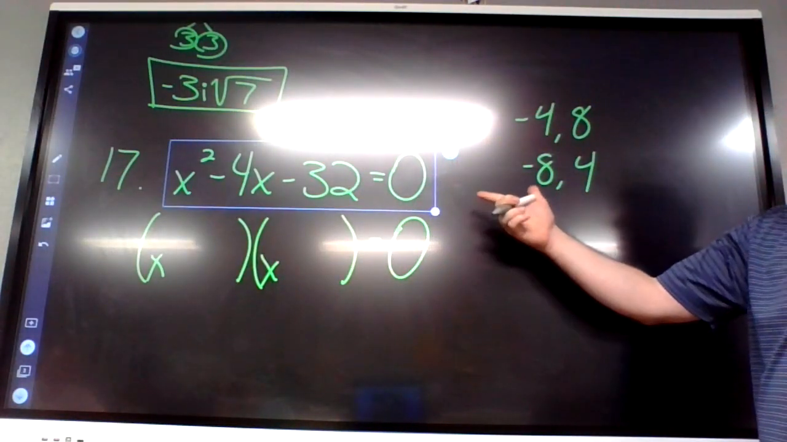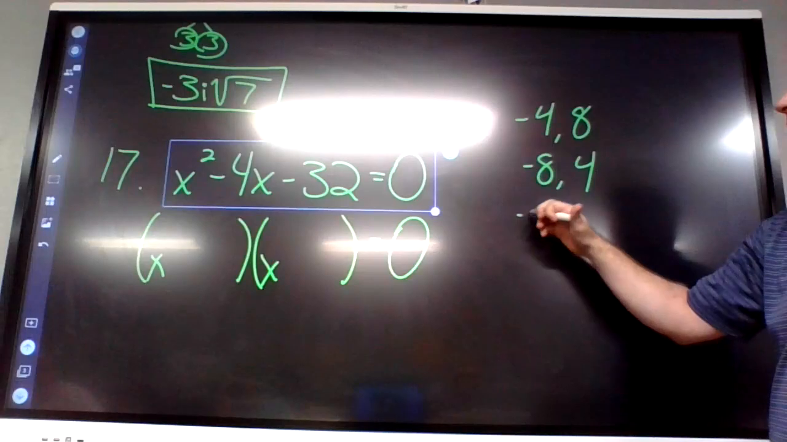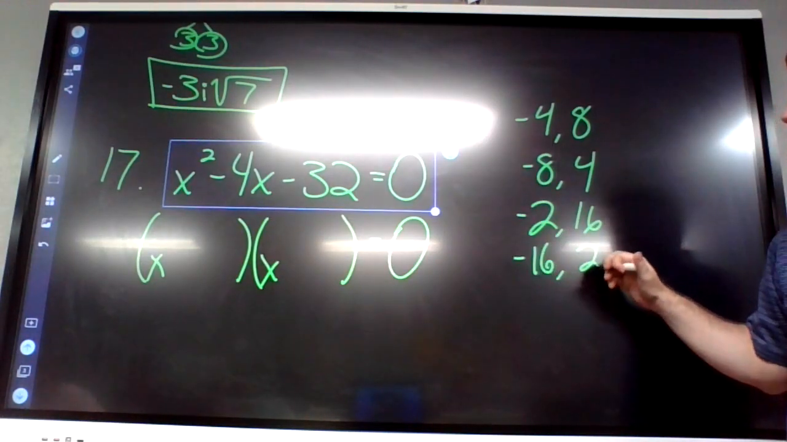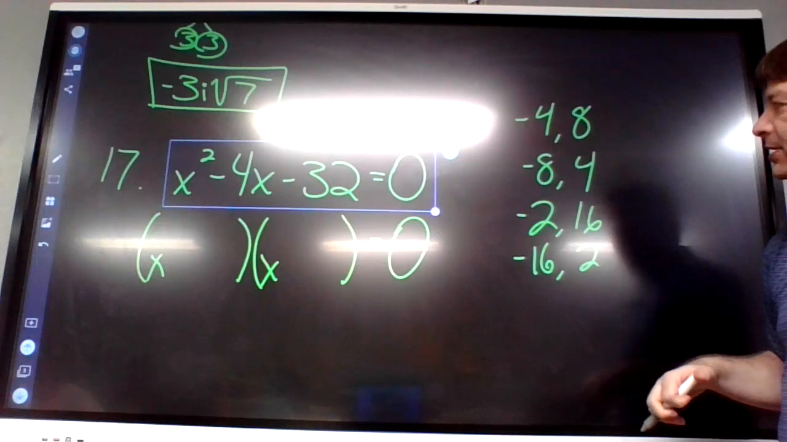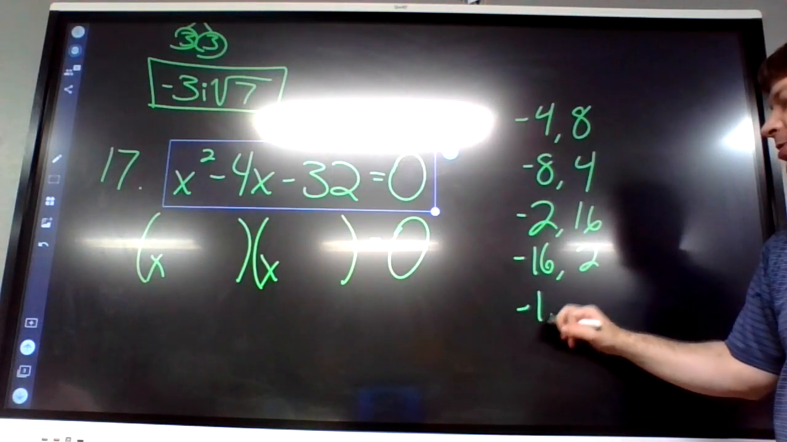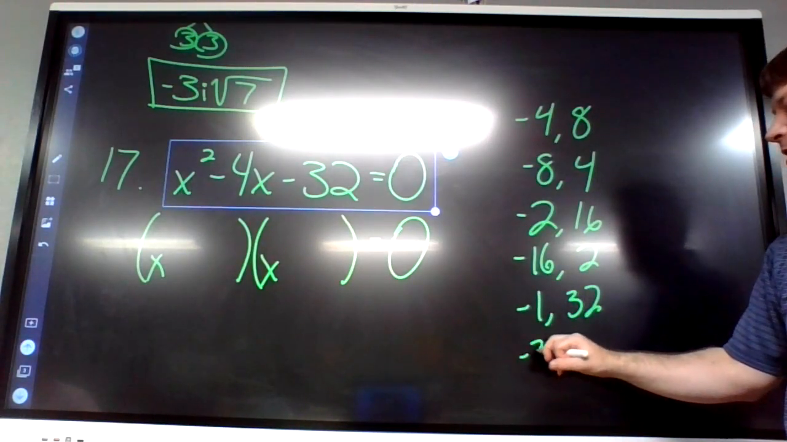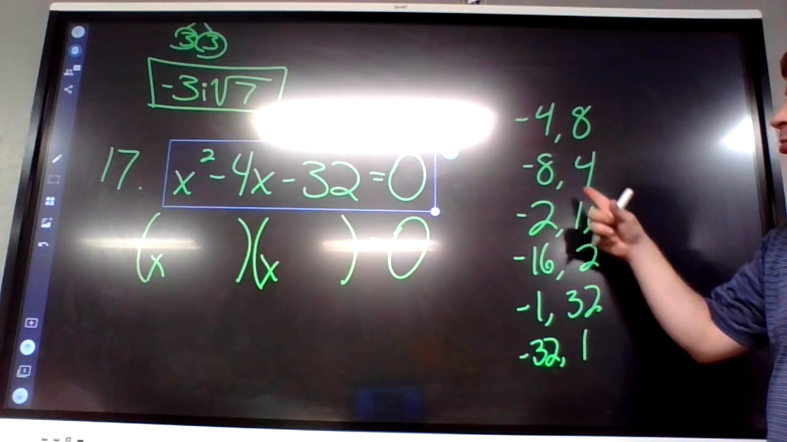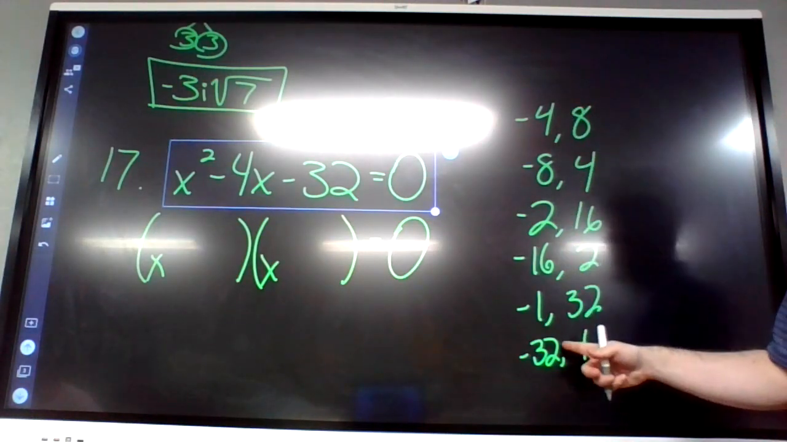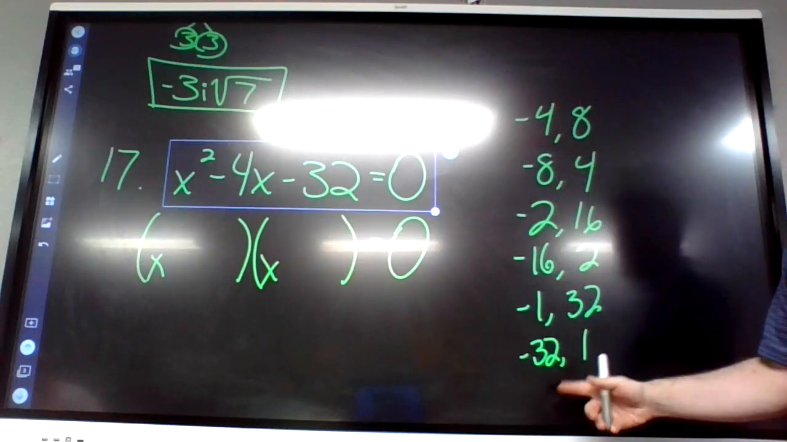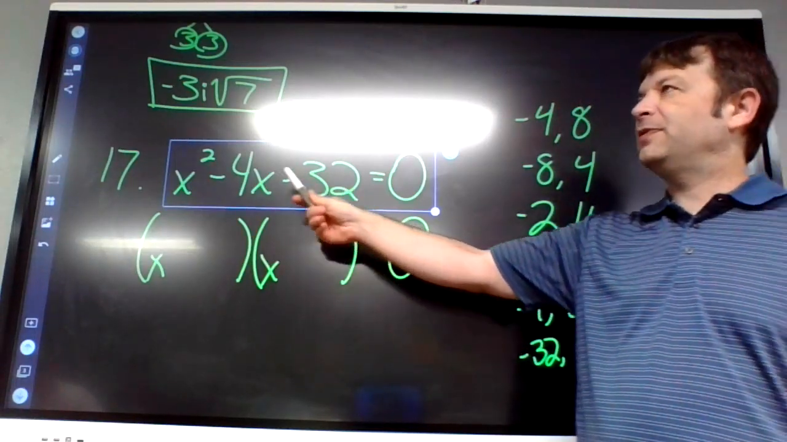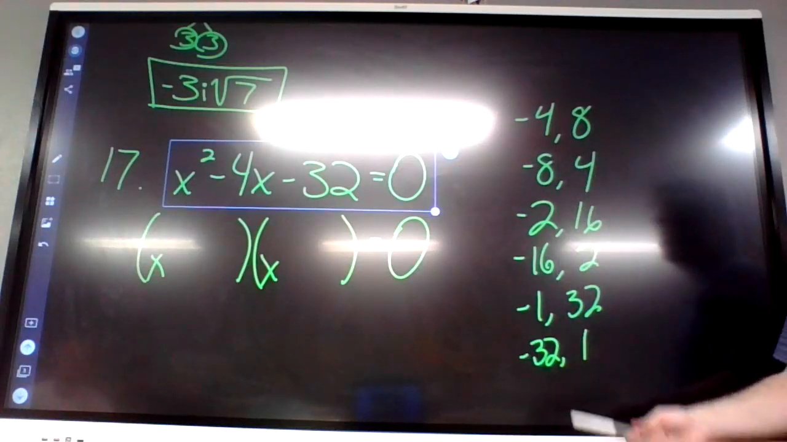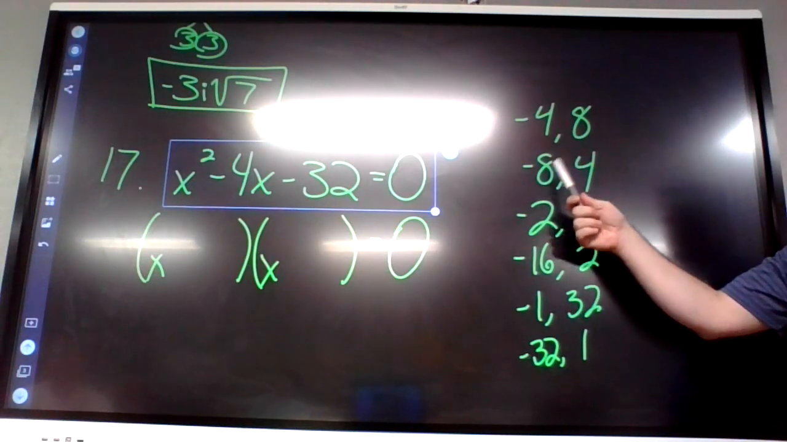It could be something else that goes into 32. Could be like 2 and 16, 16 and 2, and 1 and 32, of course. But I think that's it. And one of these has to be negative. The order doesn't matter. So which of these all multiply to negative 32? Which of these also add up to negative 4? Negative 4 and 8. Negative 8 and 4.